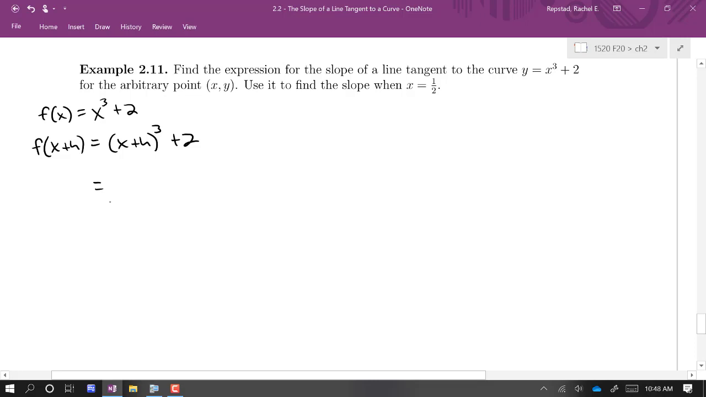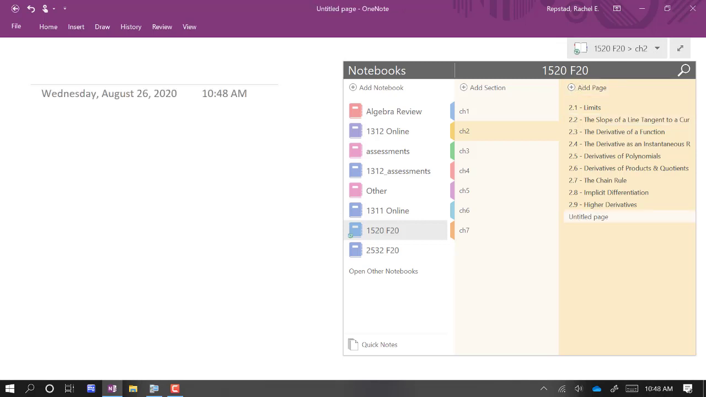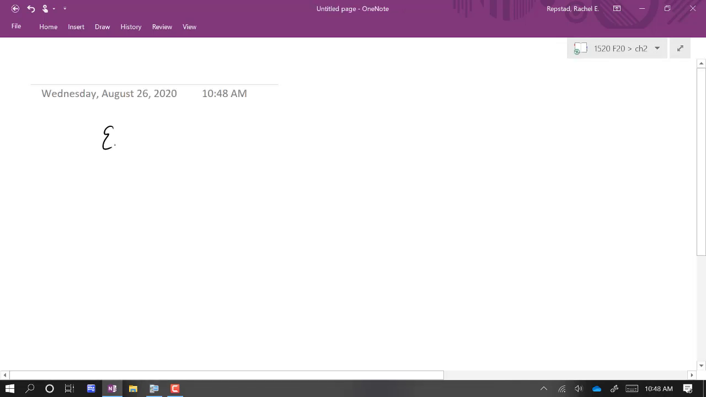So I'm going to do a little bit of an aside here and talk about expanding x plus h to the n. What we need in order to help us do this is Pascal's triangle.